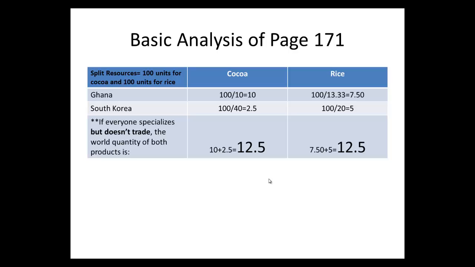Now, from a world perspective, the world has 12.5 tons of each commodity. And if we look at comparative advantage using this method, and there are others, we can see that Ghana can make 4 times as much cocoa as South Korea. Ghana can also make 1.5 times as much rice as South Korea when using the same resources. We can say here that Ghana has a comparative advantage in both of these commodities, but we can't leave it here.